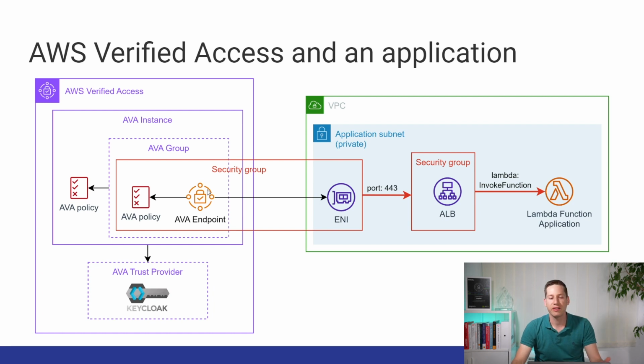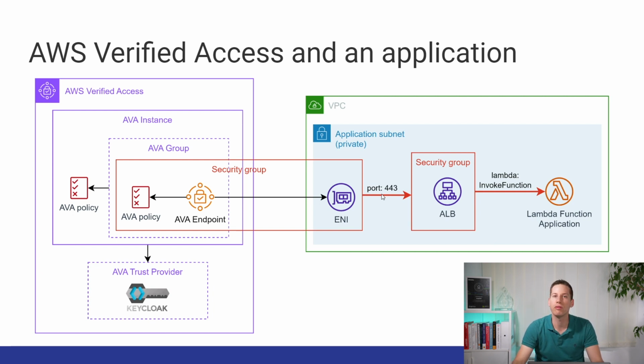So how verified access works: it is connected with the publicly available trust provider that we have seen, Keycloak in this case in the previous slide. And verified access is going to create an ENI within the private subnet, which is managed by AWS, or managed by verified access. And that's how it is going to connect to the private load balancer that we have in front of the application. This VPC does not have any connection to the internet. It's just verified access that creates a connection in the background.